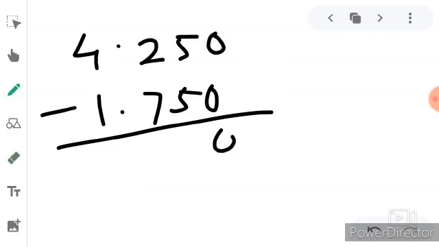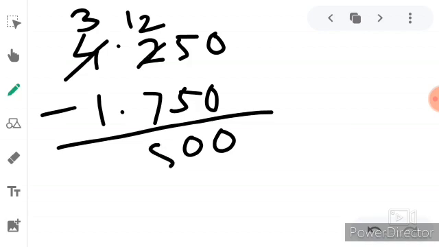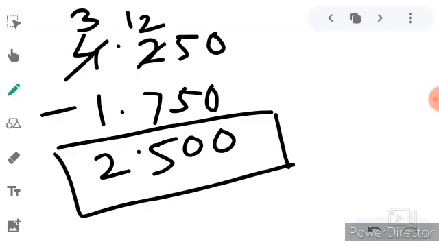So 0 minus 0 is equal to 0. 5 minus 5 is equal to 0. We can't subtract 7 from 2. So we will borrow from 4. Here 3 is left and here 2 becomes 12. Now 12 minus 7 is equal to 5. Then 3 minus 1 is equal to 2. Then the decimal point stays as it is. So our answer is 2.500 kg. So students, this is all about the word problems on decimal fractions.